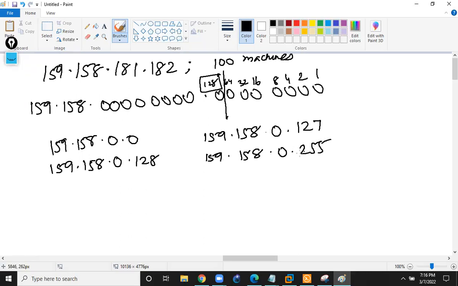255 is the broadcast. Okay. What is the next subnet address, guys? 159.158.1.0. Everyone got it? Yes.